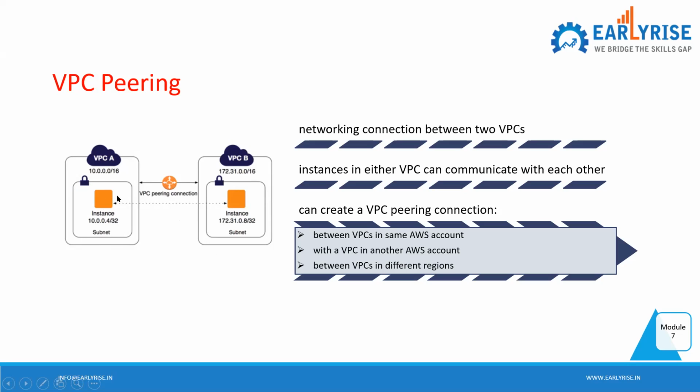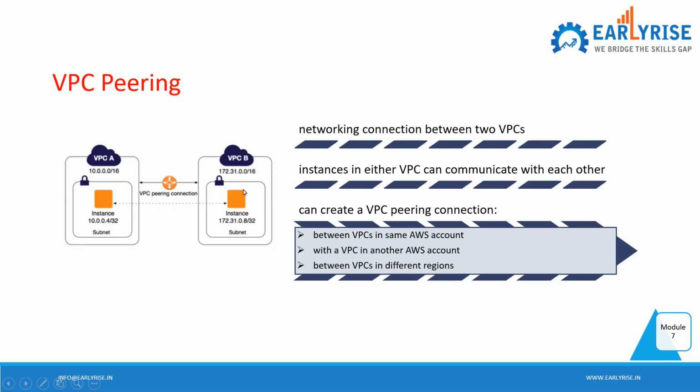Both should have different IP ranges actually. Say like this one is VPC A and this is VPC B. So this is paired with this one, and communication will happen between these two. Now say A is paired with B. Now B is paired with C.